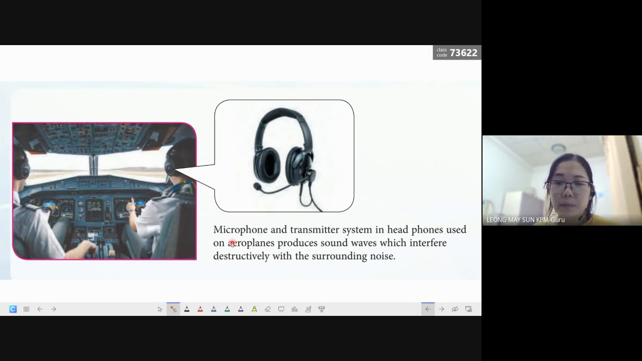Why? Because the microphone and the transmitter system in the headphones, like those used on airplanes or our normal speaker type, will produce sound waves which interfere destructively with the surrounding noise. All right, so even when we use our headphones, we notice that sometimes we can hear the music very loudly, but people around you can't really hear it that clearly. It's because outside they are undergoing a destructive interference pattern.